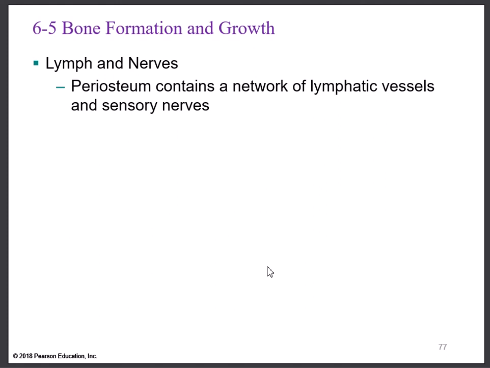Finally, the periosteum also contains lymph vessels and a network of sensory nerves. Right, so when we actually injure the periosteum, say from a broken bone, this is where we're actually getting the bone pain from. It's the periosteum that has a good nerve supply.